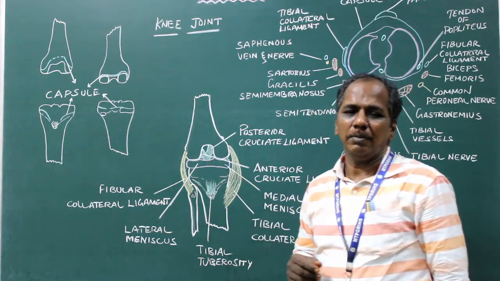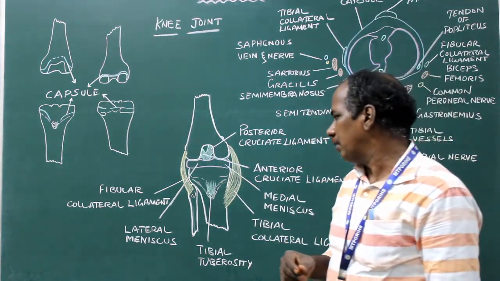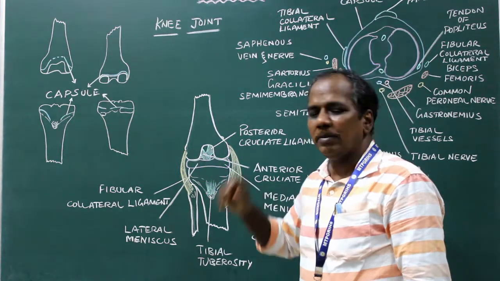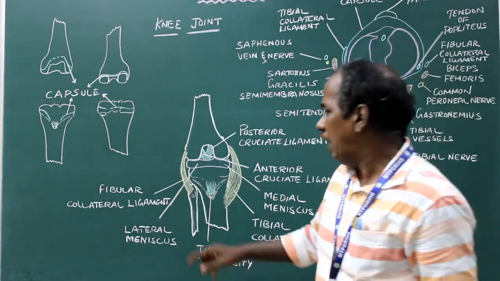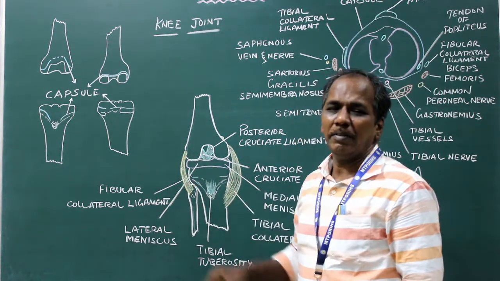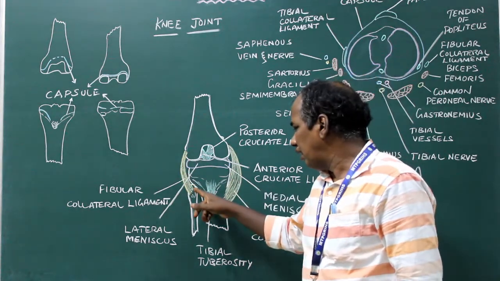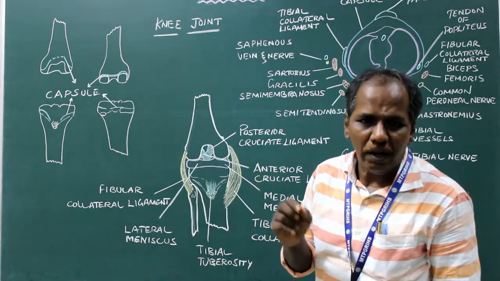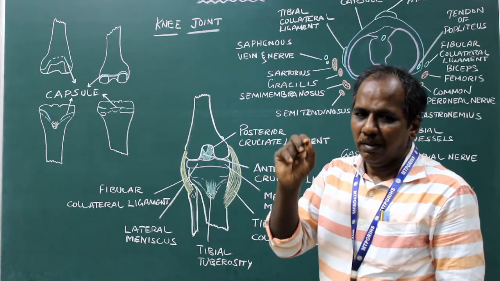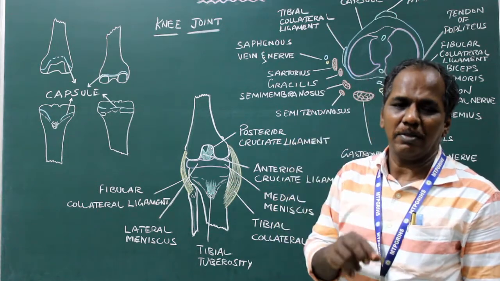Fibular collateral ligament. Proximally, it is attached to the lateral epicondyle of the femur. Distally, it is attached to the head of the fibula, just in front of the styloid process.